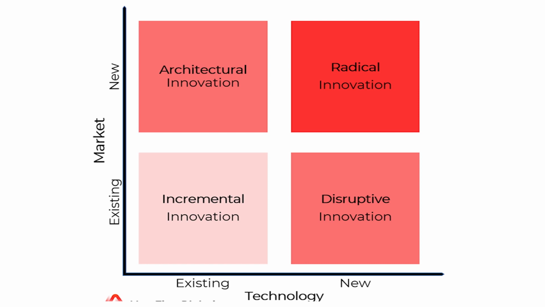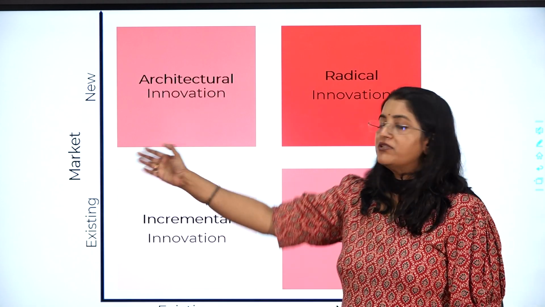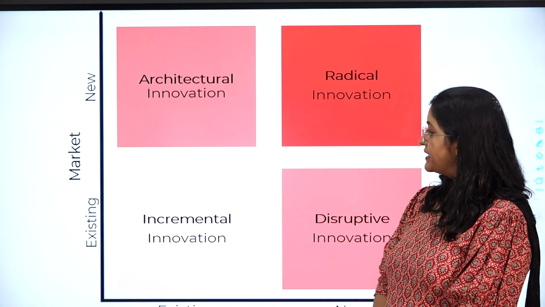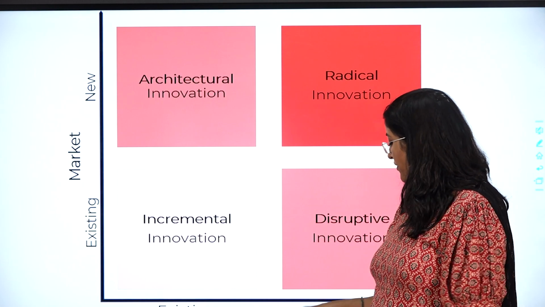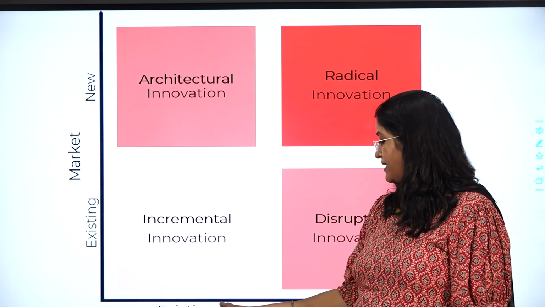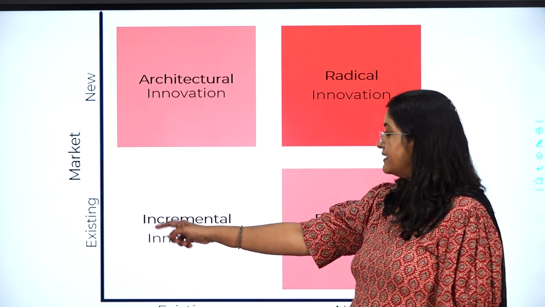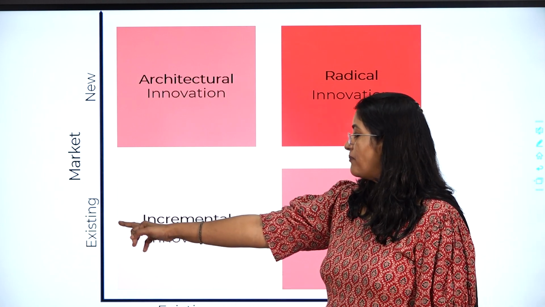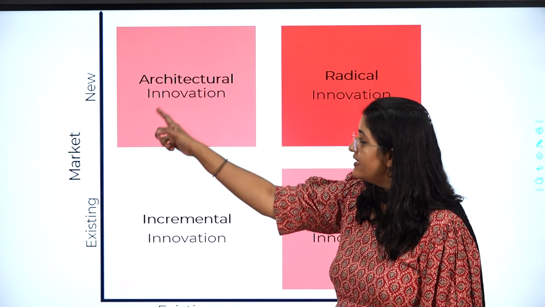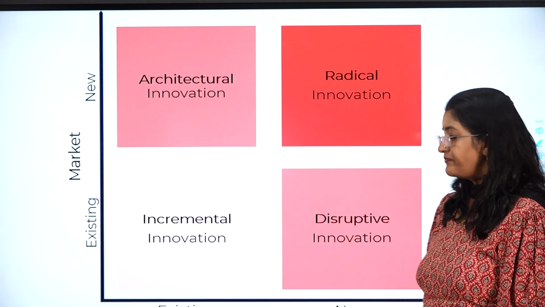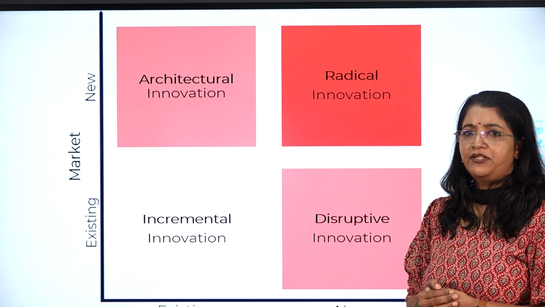And you can see that on the x-axis we have plotted the technology, and on the y-axis we have plotted the market. Now, when you are plotting the technology, we are plotting it as existing and new technology. And similarly, in the case of the market, you can see that we have plotted in terms of existing and new markets. So, what is incremental innovation?